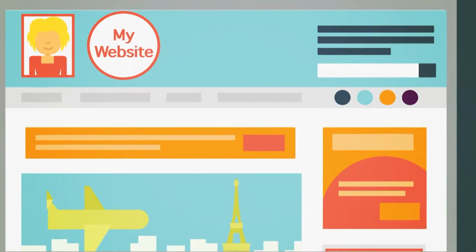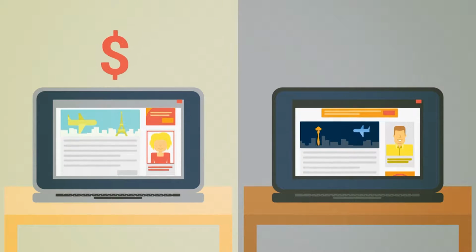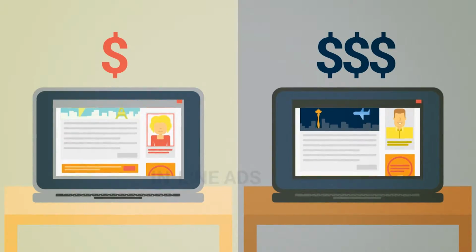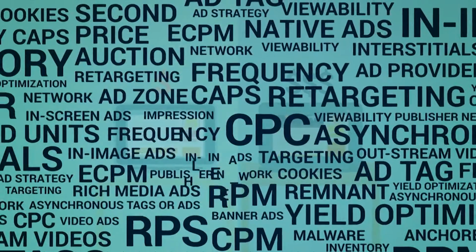Publishers are always asking us how ads work on their site and why similar-sized publishers to them are earning different amounts than they are. We know this industry can be really hard to understand. So here's how we like to simplify your ads.